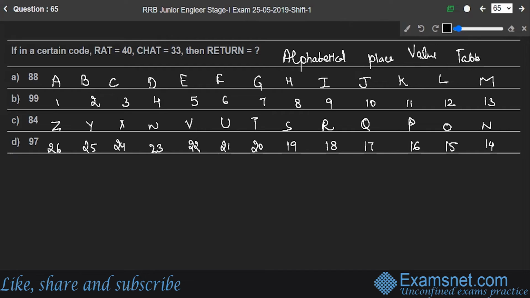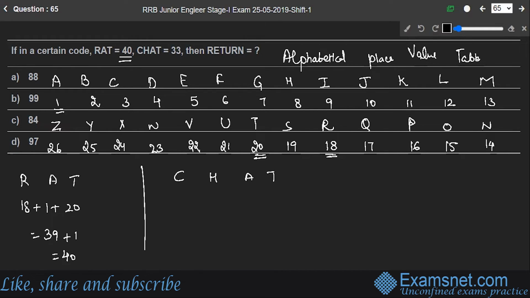The rat is written as 40. So what is R, A, T? R is 18, A is 1, T is 20. I have a total of 39, but if I add 1 to it, I get a 40. Similarly, let's go for chart. So what do you have? C is 3, H is 8, A is 1, R is 18, and T is 20. This is going to give me a total of 32, I think, right? Plus 1, 33. Okay, now I got my logic.